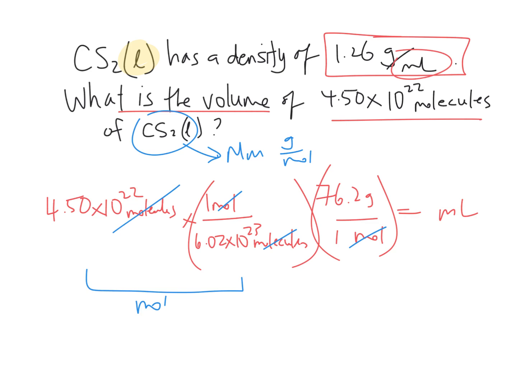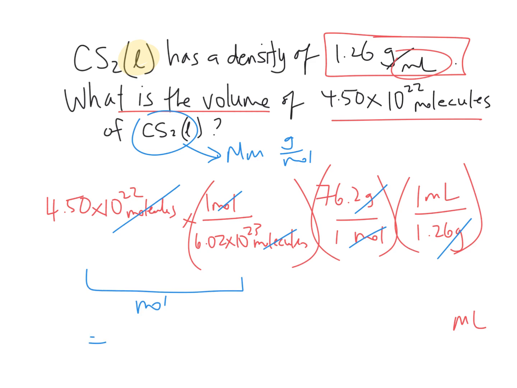Aha, now it makes sense, because our target unit is milliliters. If we multiply this whole thing by the upside down density, so we take 1 milliliter divided by 1.26 grams, now we're going to get that mass factor canceling out. We're going to get grams canceling, and we're going to end up with milliliters.